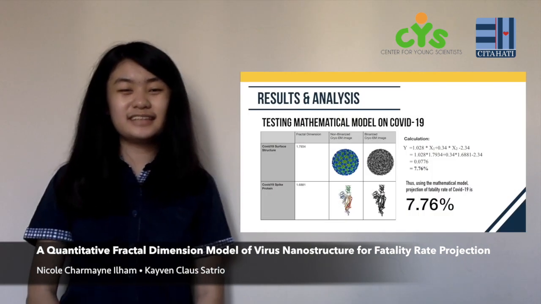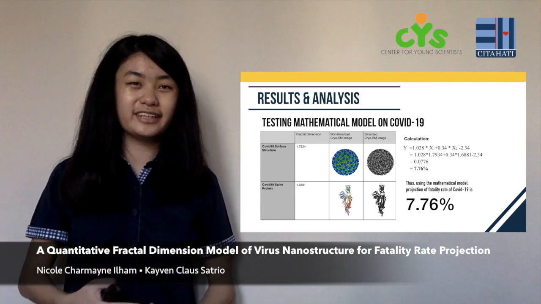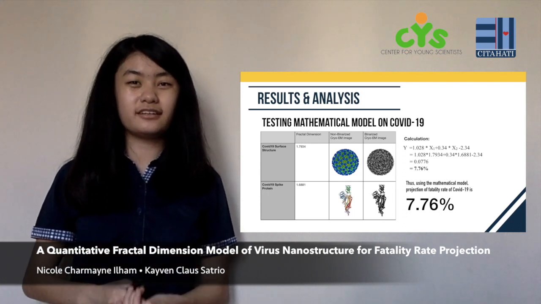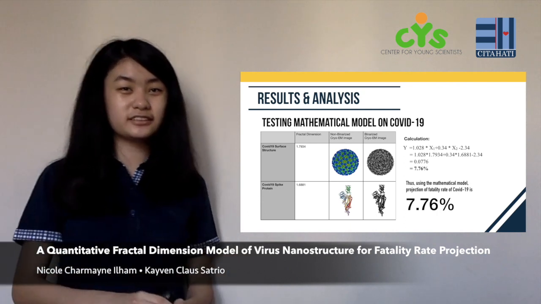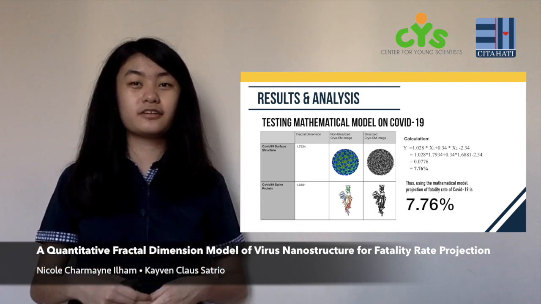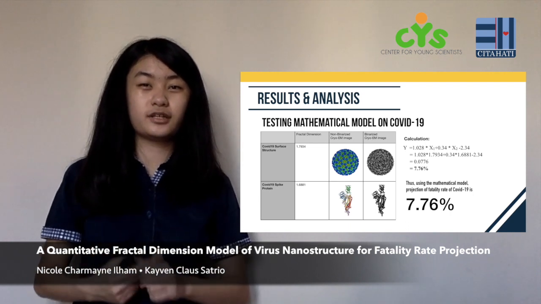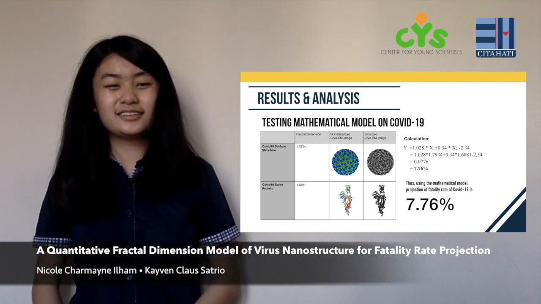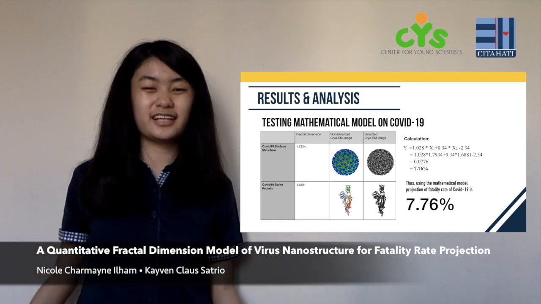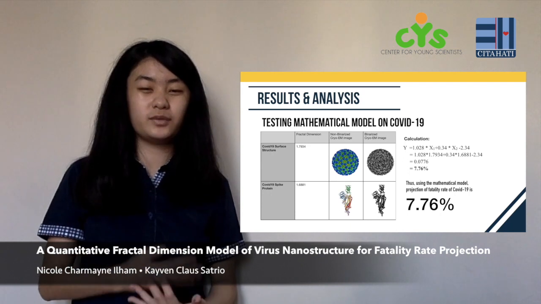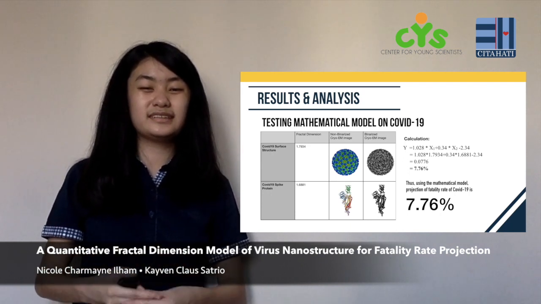So we tried to test our mathematical model on projecting the COVID-19 fatality rate. To project the fatality rate of COVID-19, cryo-EM images of the COVID-19 surface structure and its spike protein were converted into binarized images and were evaluated using the Fractal for ImageJ software. So by obtaining the fractal dimension of the spike protein and the surface structure and inserting them into the mathematical model we constructed, it yielded a fatality rate of 7.76%.